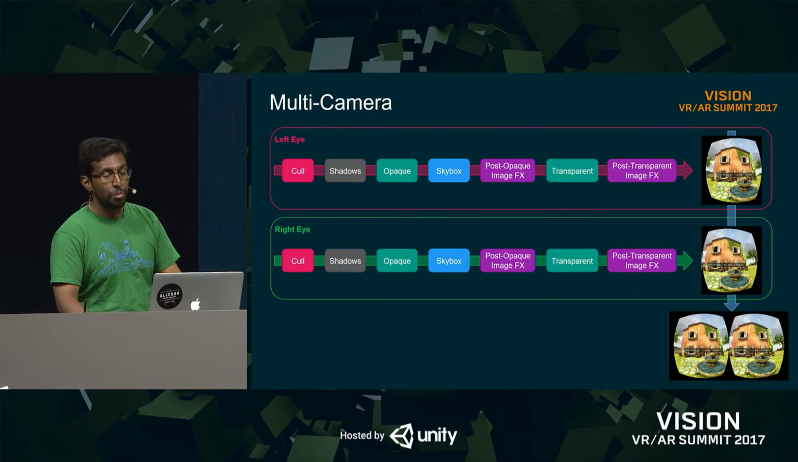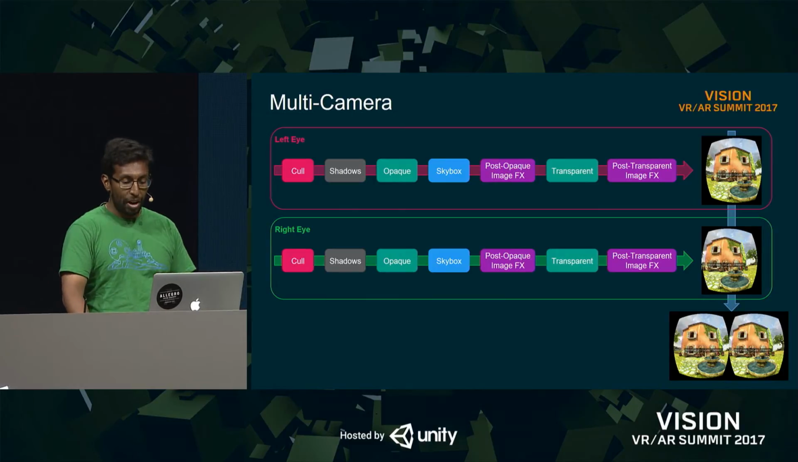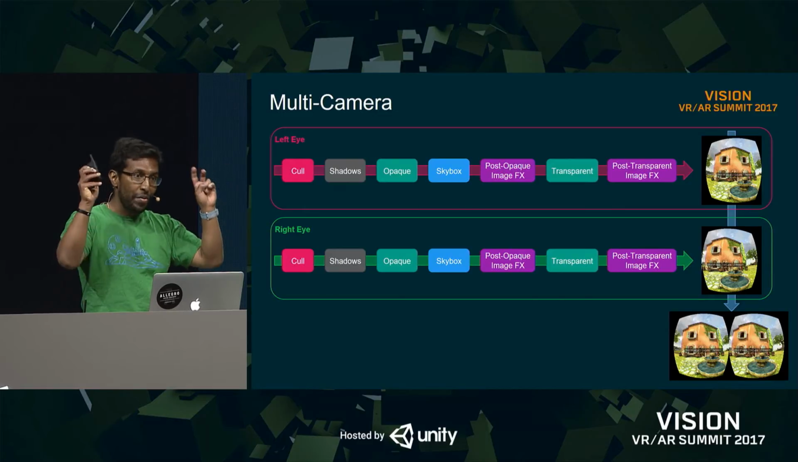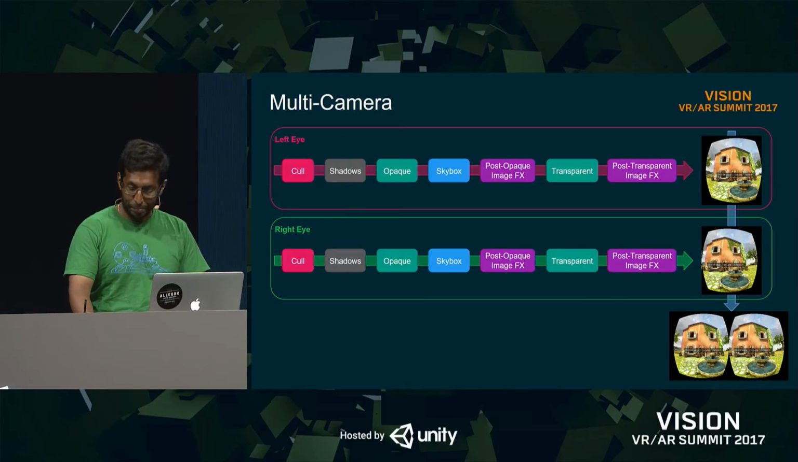And so this is what the render loops look like for a multi-camera setup, right? You can see that both eyes go through the entire loop and then composite their outputs at the end. Just a quick note that these images, even though they're side by side, are not actually rendering in parallel or anything. It's going to do all of the left eye, then all of the right eye.